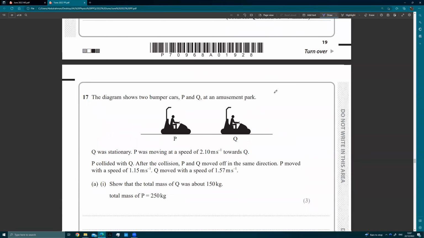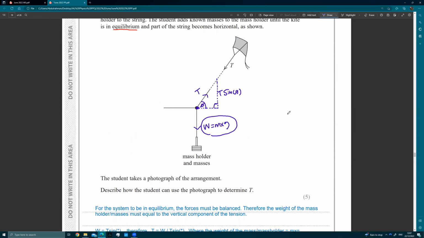All right, and by the way, this sort of thing where you have a mass suspended downwards, and then you have a string at some angle, sometimes you have more than one string. Just know that the forces vertically are balanced, and you're going to have to use this to make some sort of equation. So the forces up have to equal the forces down. Let's continue.